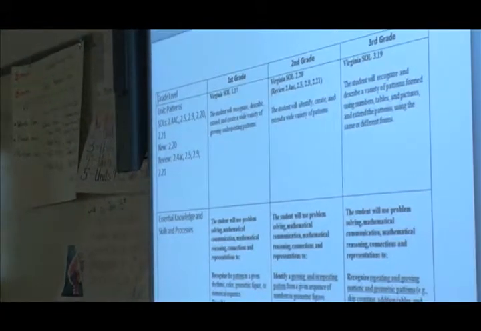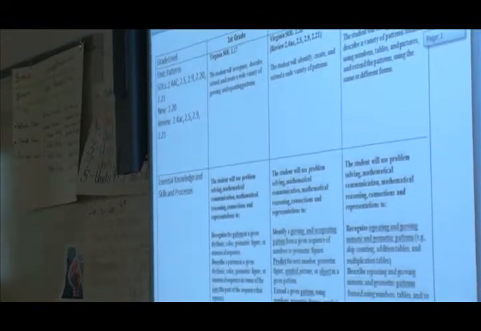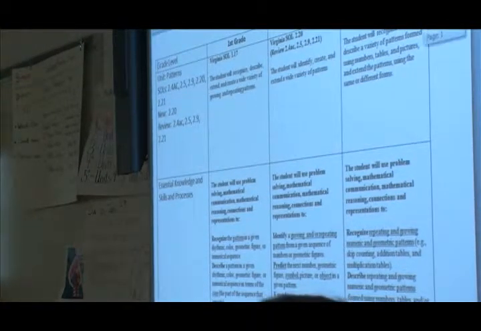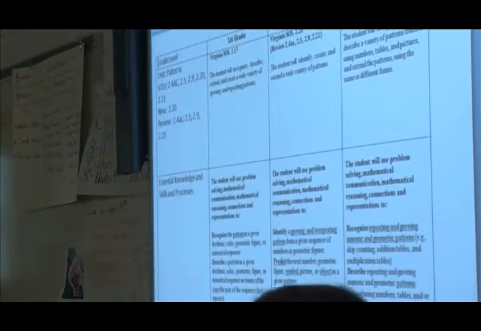Okay. Who developed, who created the vertical alignment? Ms. Sachs? Okay. So I was doing the vertical alignment.